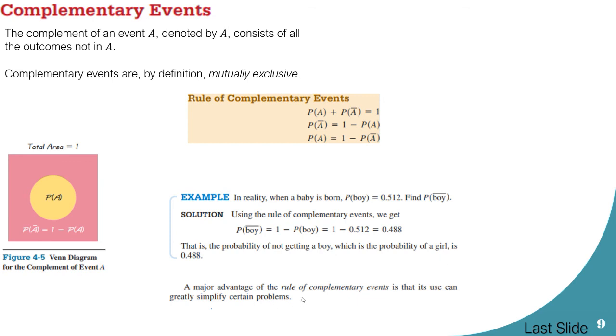So a major advantage of the rule of complementary events is that its use can greatly simplify certain problems, and you will see this a little bit later on, right? Problems that would seem very difficult are made very easy because of this concept.